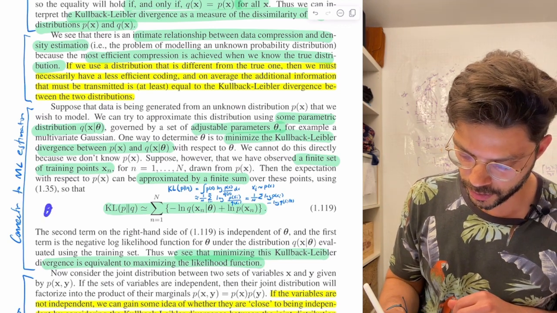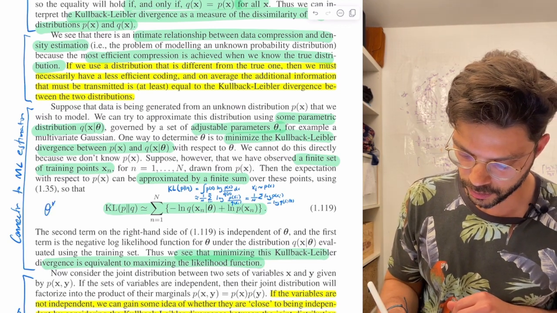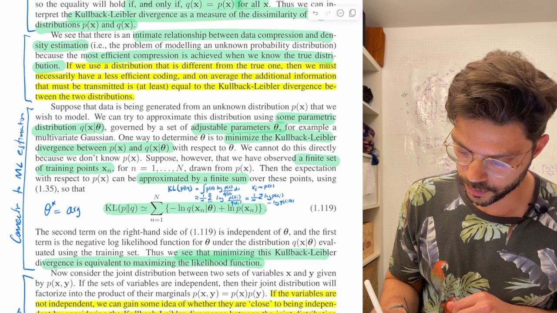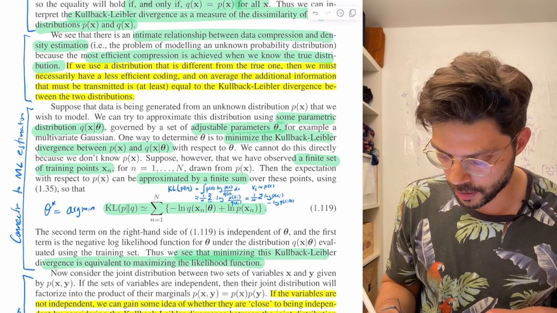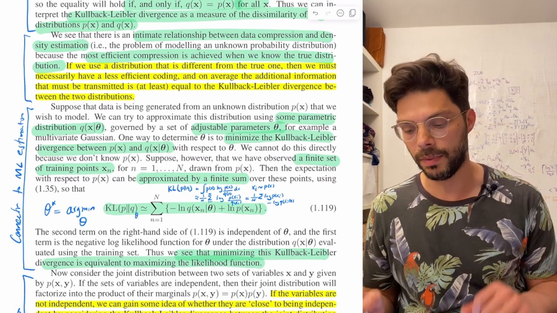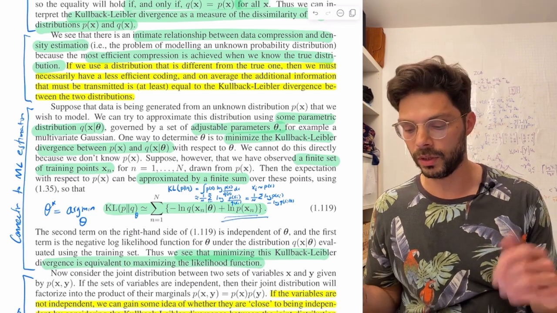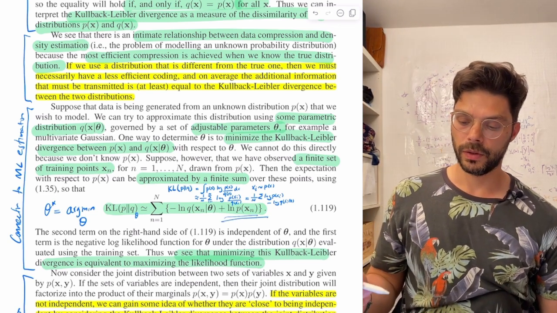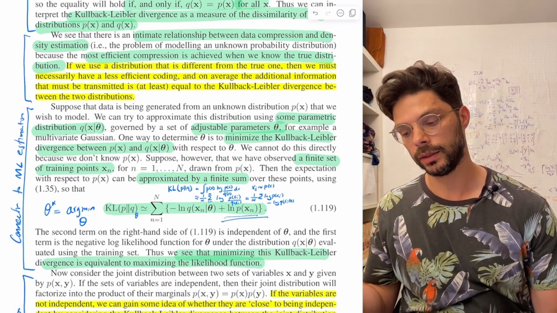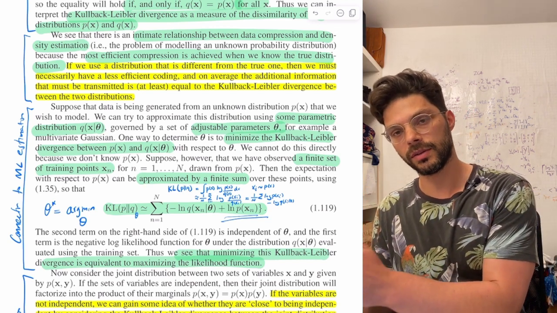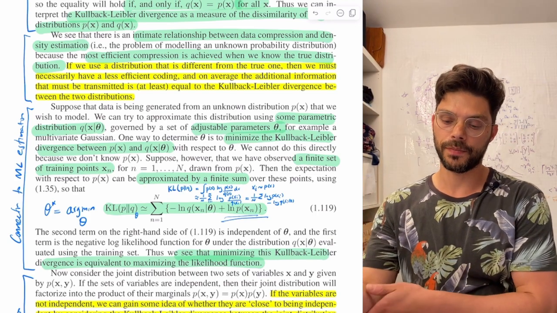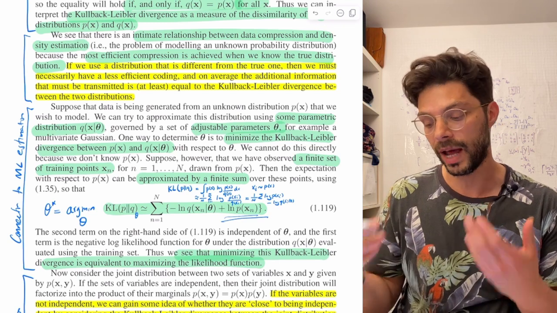Let me write it out. We're looking for theta equal to the arg min over theta of this expression, where Q may have a theta showing up in it. As far as that minimization is concerned, these other terms don't really matter. So we can make the KL divergence smallest between our approximating distribution and our true distribution without having to know the true distribution.